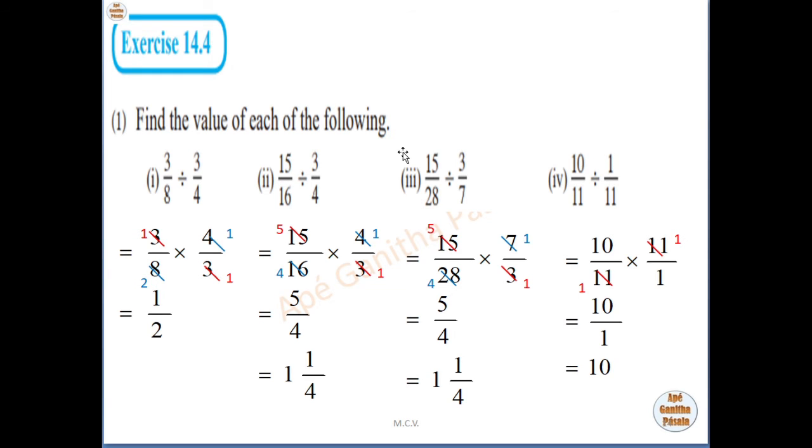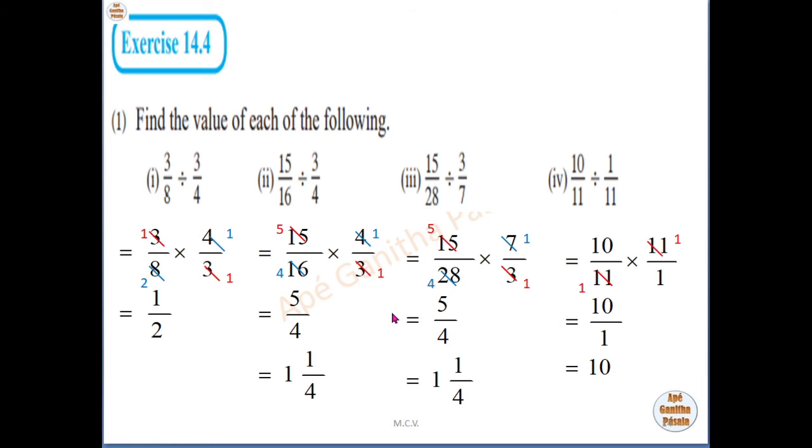Roman number 2. 15 over 16 divided by 3 over 4. That is similar to 15 over 16 multiplied by 4 over 3. Okay. Now check whether you can cut. I have marked in red color the denominator and numerator that can be simplified. Both can be divided by 3.